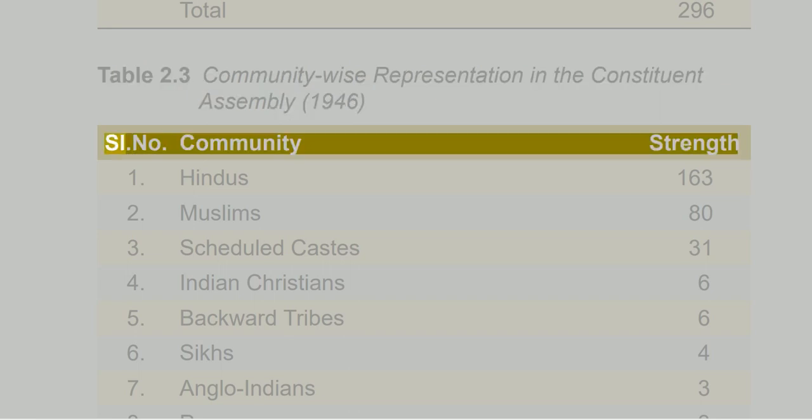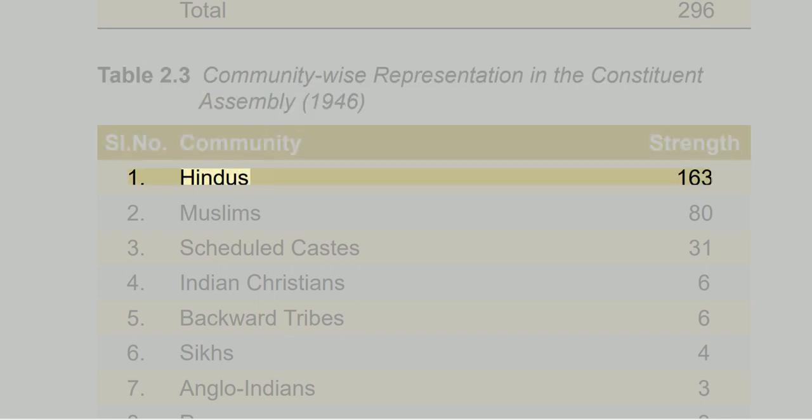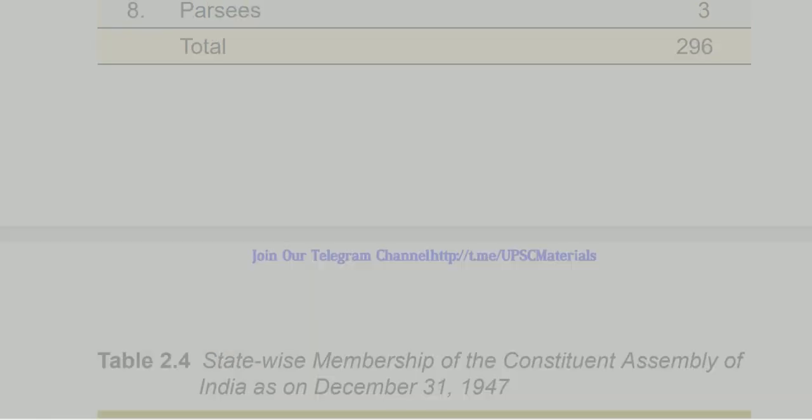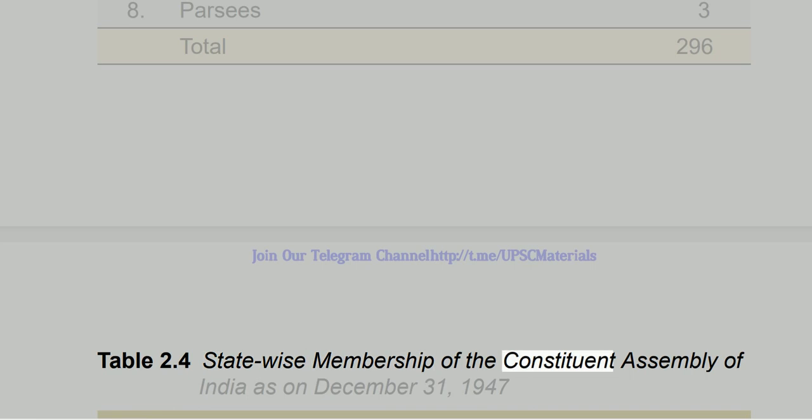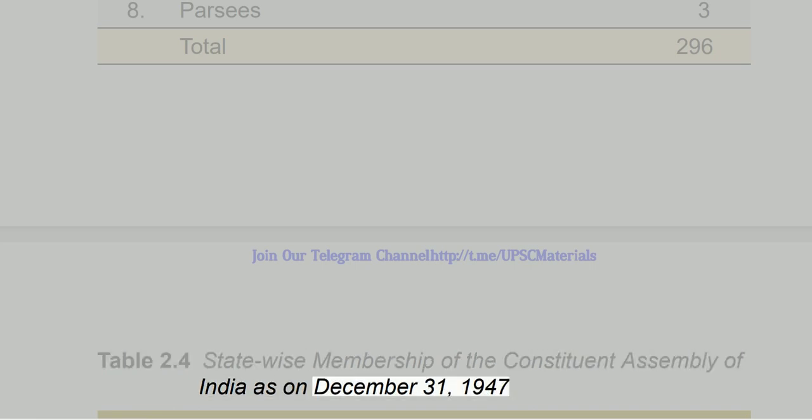Serial number, community, strength. 1. Hindus 163. 2. Muslims 80. 3. Scheduled Castes 31. 4. Indian Christians 6. 5. Backward Tribes 6. 6. Sikhs 4. 7. Anglo-Indians 3. 8. Parsis 3. Total 296. Table 2.4 State-wise membership of the Constituent Assembly of India as on 31st December 1947.